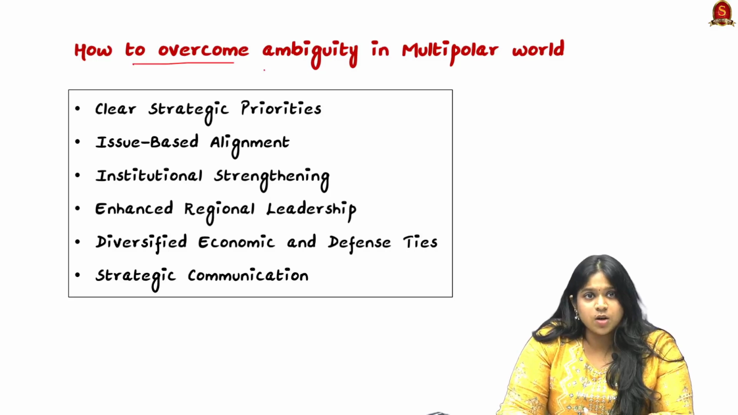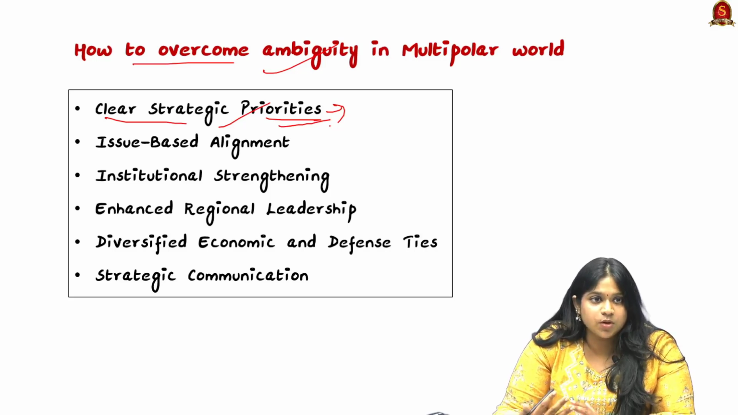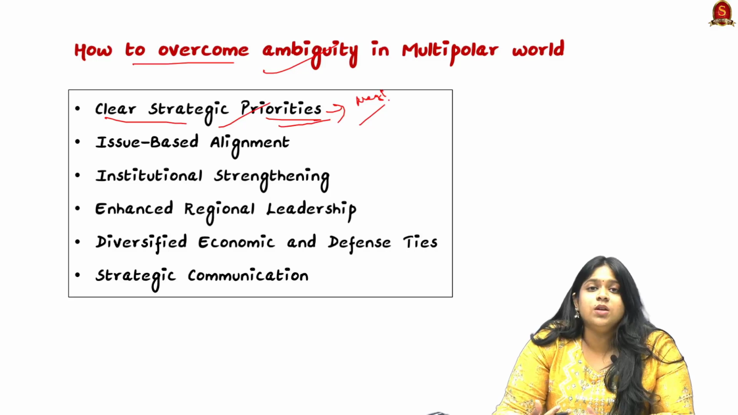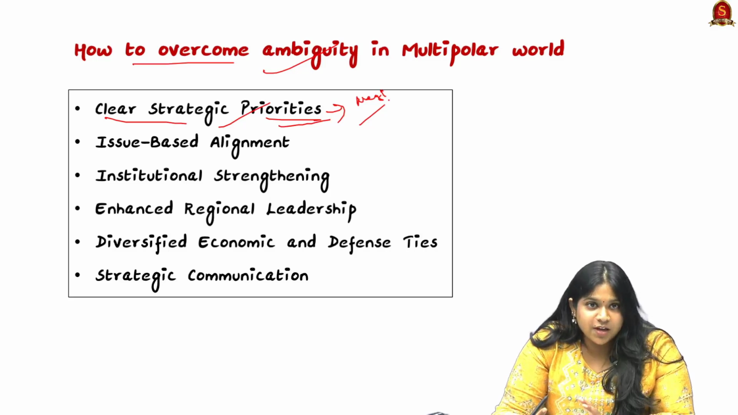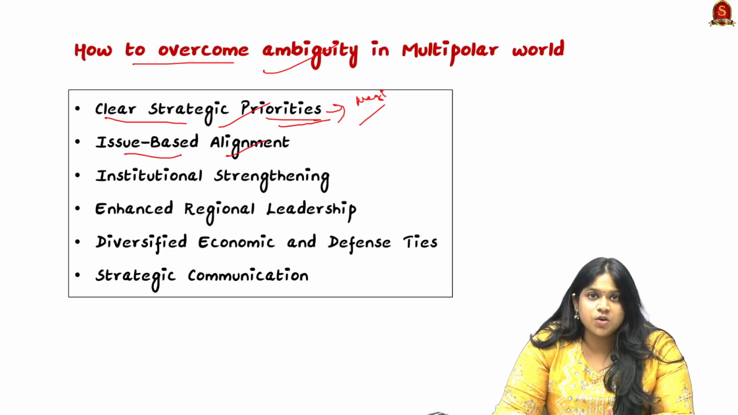So how to overcome this ambiguity in a multipolar world? Bringing in clear strategic priorities, so in accordance with the national interest of a country, India, as well as for the people on its first base. So more than Neighborhood First policy, it should be a People of India First policy. Next is having issue-based alignment. So according to the issues, there can be alignment of different national interest problems.